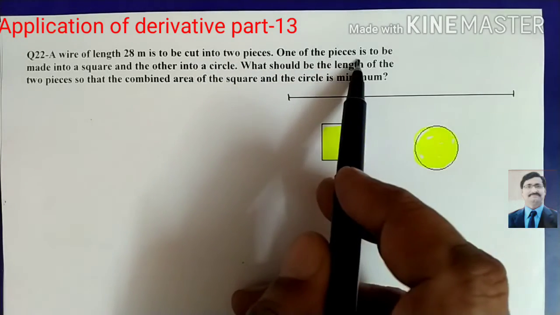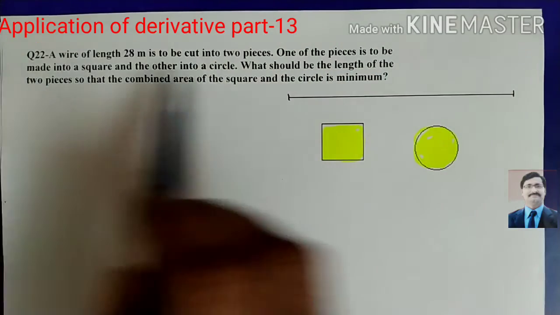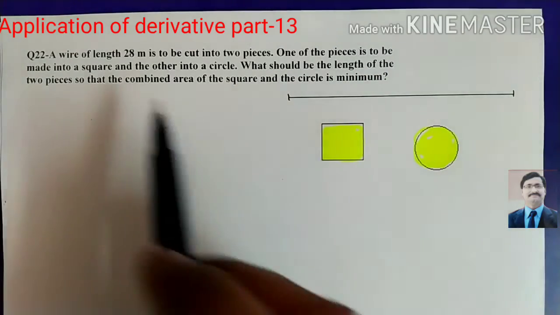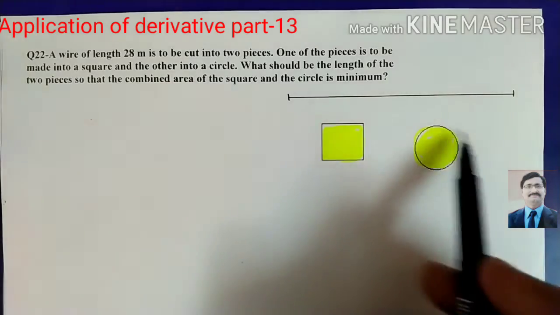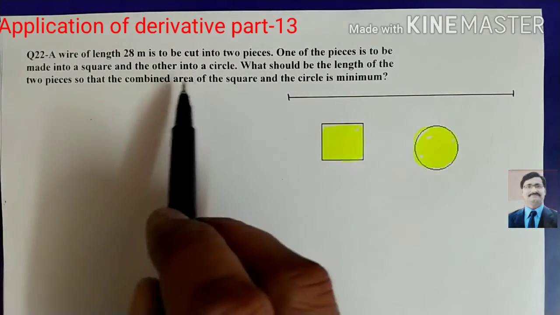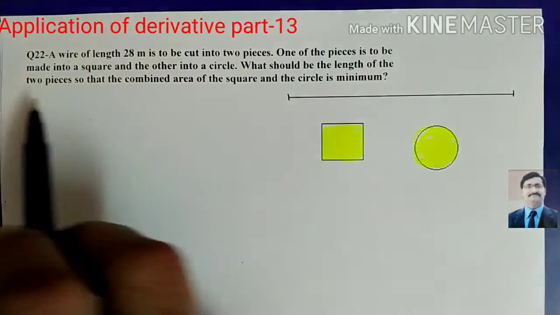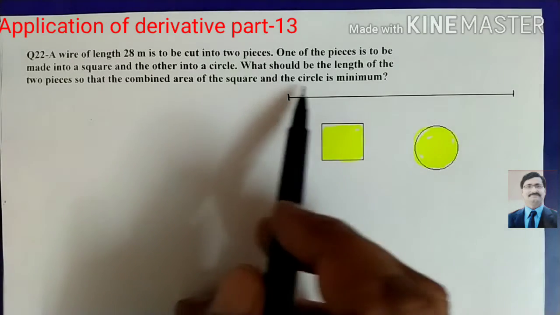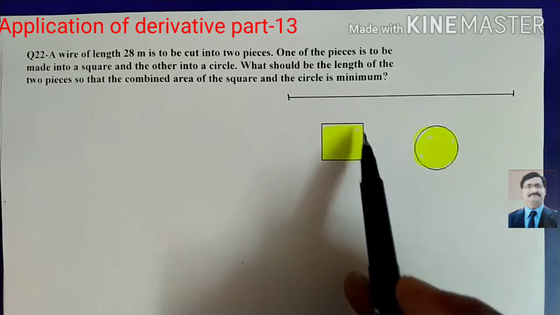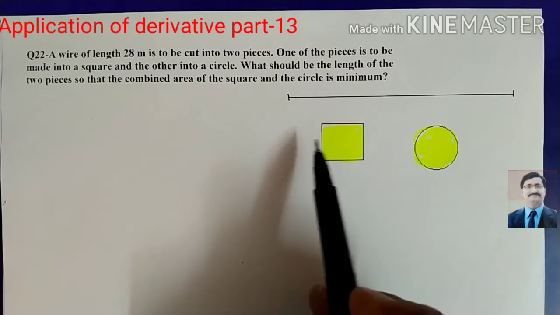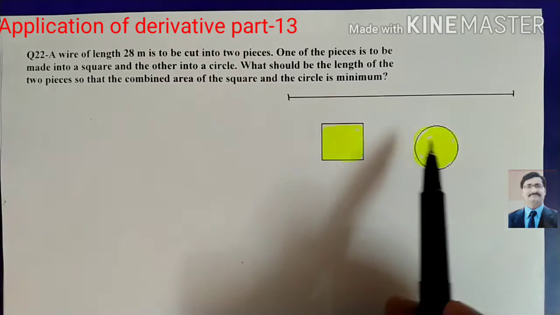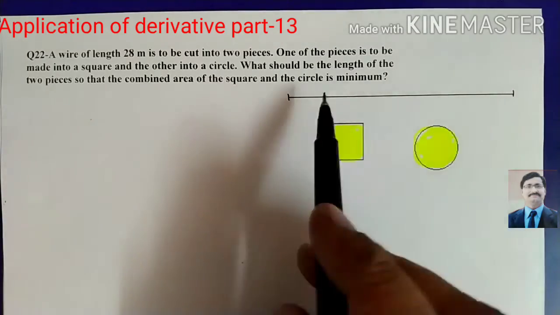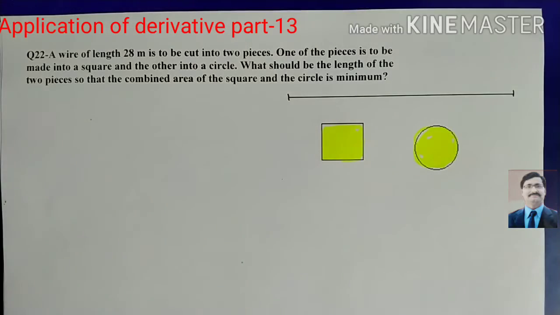One of the pieces is to be made into a square, and the other into a circle. The second part is a circle. What should be the length of the two pieces so that the combined area of the square and circle is the minimum? So the area of these two, circle and square, we will add, and that has to be the minimum. So we have to find out the length of the wire for each part.